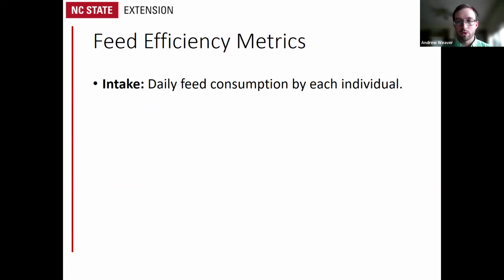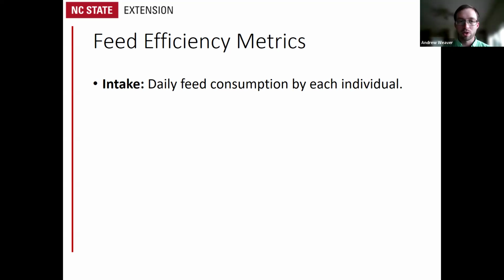So intake, pretty straightforward. Simply how much feed is consumed by an individual every day. That's where it has to start. We take that intake number and then we compare that to relative levels of performance, and we can start to get an idea on how well that animal is converting what they eat to actual production, whether it be weight gain, milk production, whatever it might be. So it starts with intake.